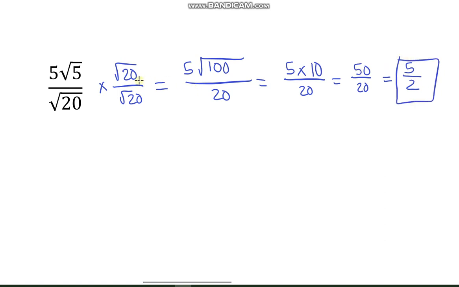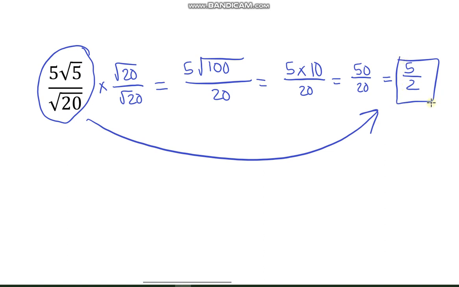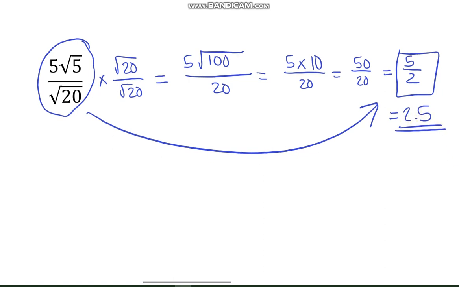So actually with this particular scenario, we've gone from something that's quite complicated and would be quite hard to deal with if we had to use this as an input to one of our questions, to something that looks like that, which is a lot simpler. We could also say that that is just 2.5. It's a lot easier to deal with. So that's another key reason why we rationalise the denominator.